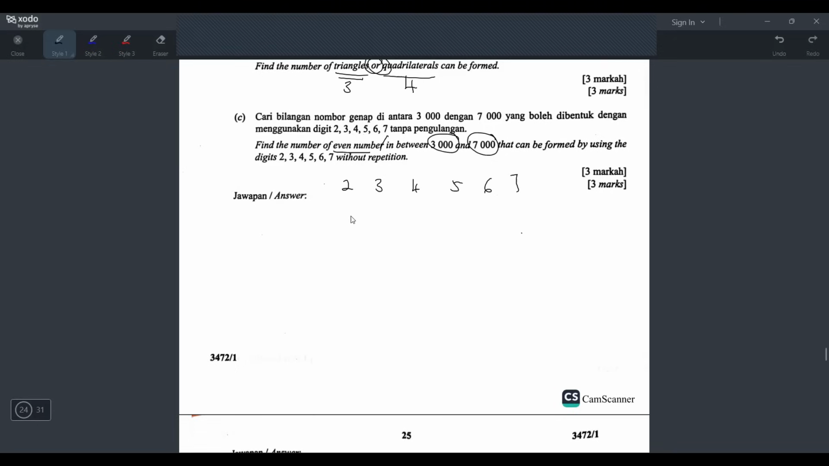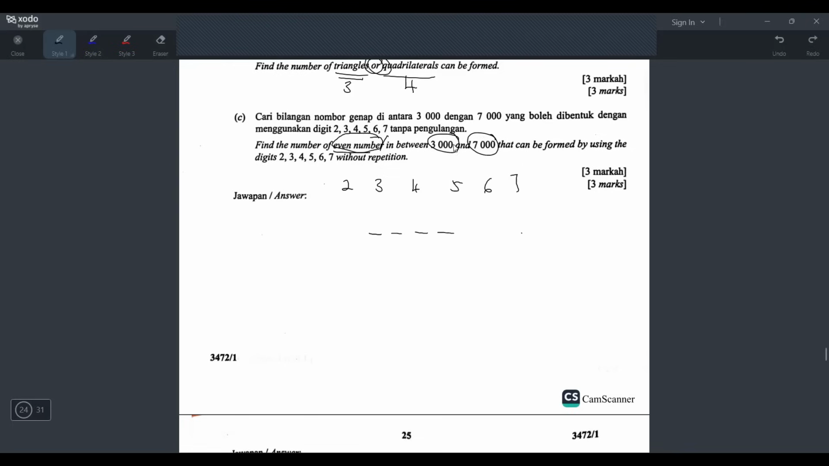If I want to form a number between 3,000 and 7,000, definitely it has to consist of 4 digits. Do you agree? Because if it's 3 digits, then automatically it is not between 3,000 and 7,000. And what if it's 5 digits? Then it will not be between 3,000 and 7,000, because it's more than 10,000 already. So definitely it has to be 4 digits. But at the same time, it has to be an even number. That is the tricky part.